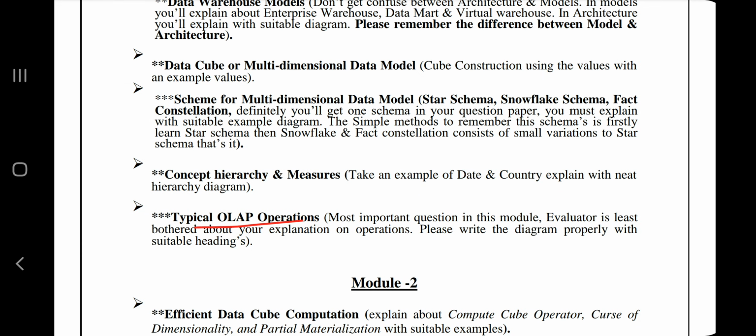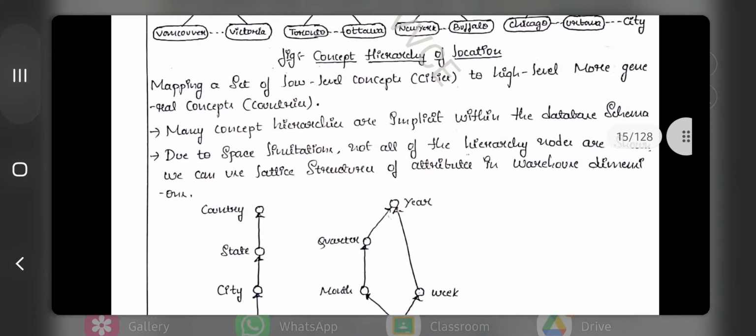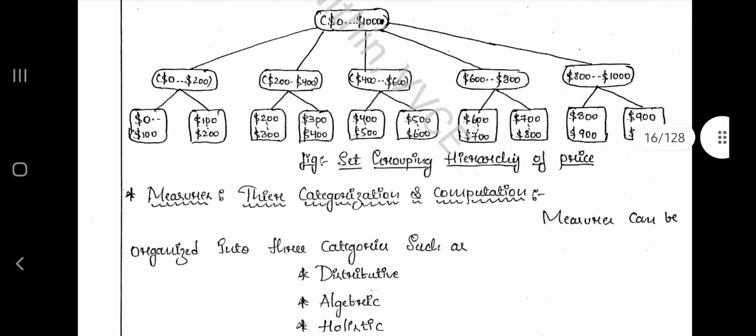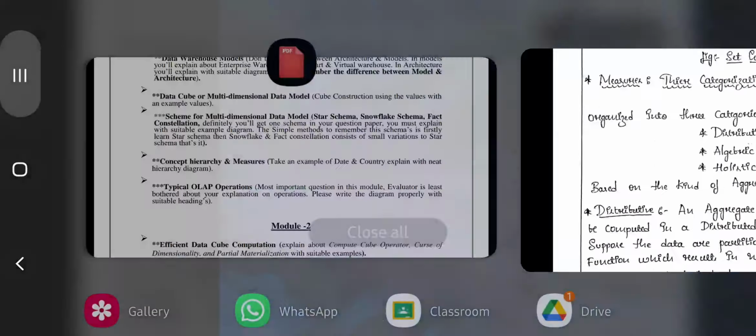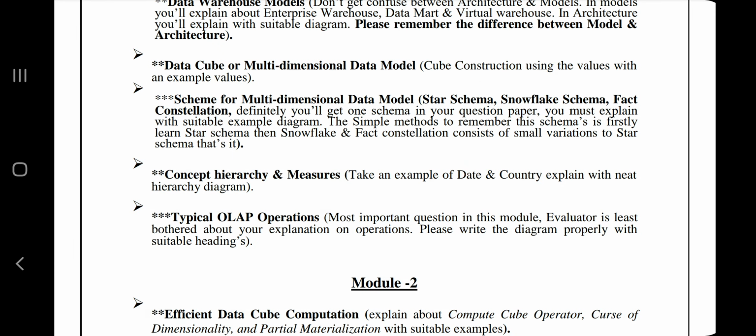Then we have typical OLAP operations, a very important question from the exam point of view. There are 4 OLAP operations. Then measures and computation. A question is there regarding this, but it's not that important, so I'll give you a brief overview. If they ask what the different measures, categorization and computation are, or what the different data cube measures are, the question should have been there. Yes, measures is the second part of this question, I didn't read that one.